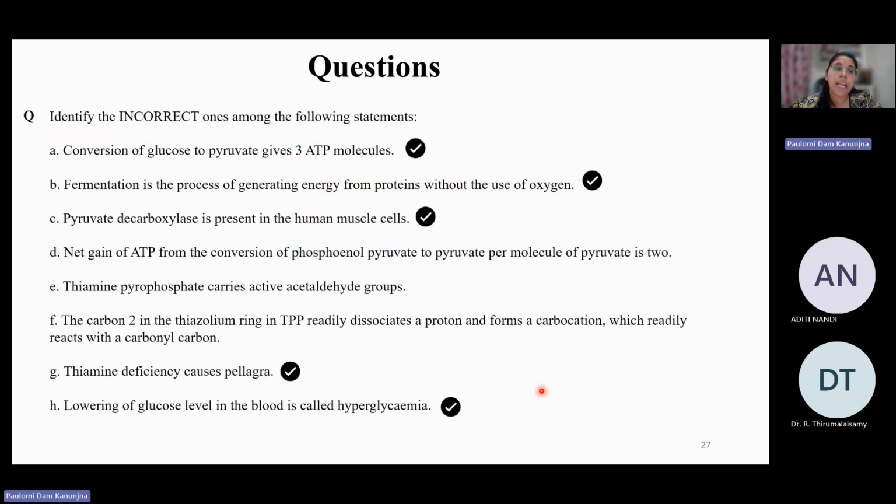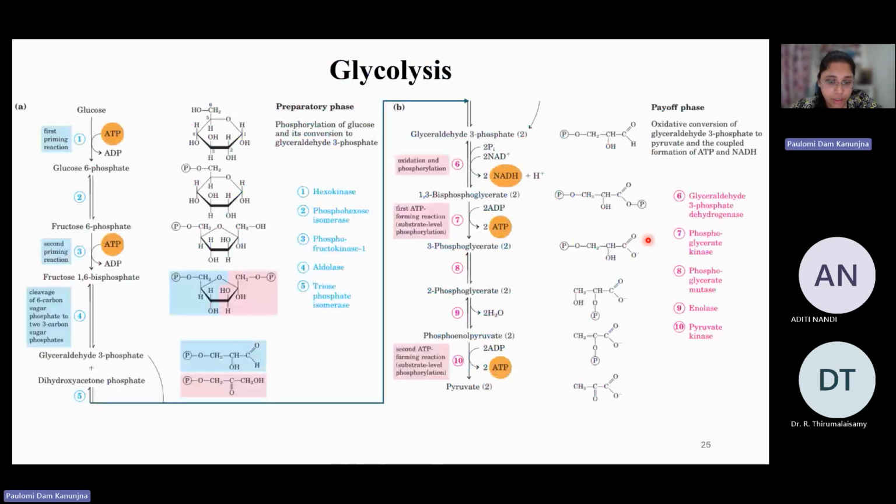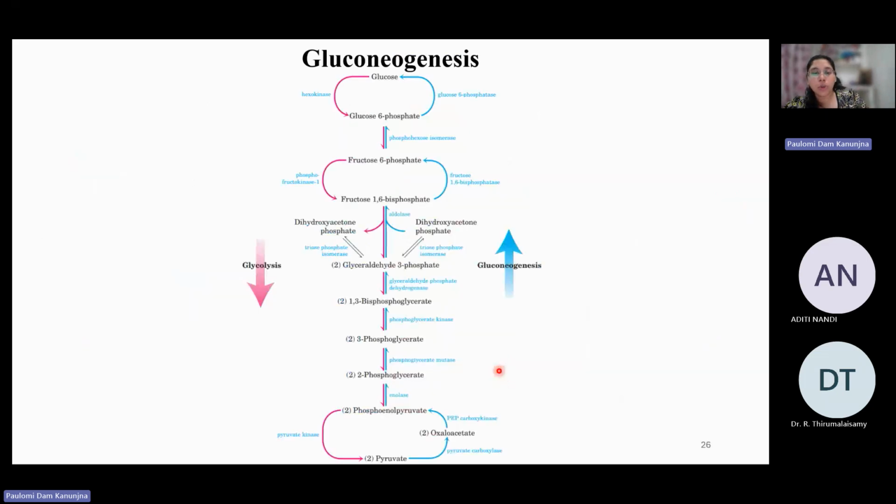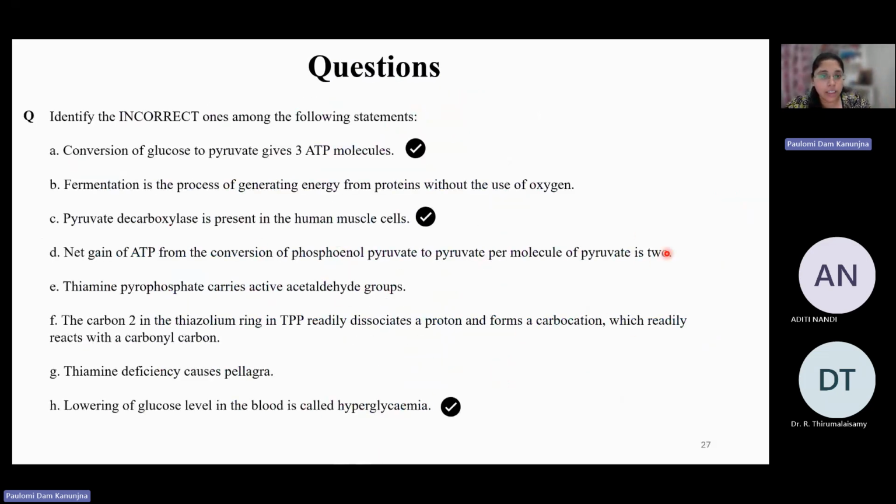Okay. Then net gain of ATP from the conversion of PEP to pyruvate per molecule of pyruvate is 2. That's incorrect because here, per molecule of pyruvate is 1 ATP. So this should be 1, or it is incorrect. So this answer is also incorrect. Next, thiamine pyrophosphate carries active aldehyde groups and the E and F both are correct. Okay. And lastly, someone said G is correct. Well, G says pellagra. Pellagra is caused by vitamin B3 and thiamine is vitamin B1.